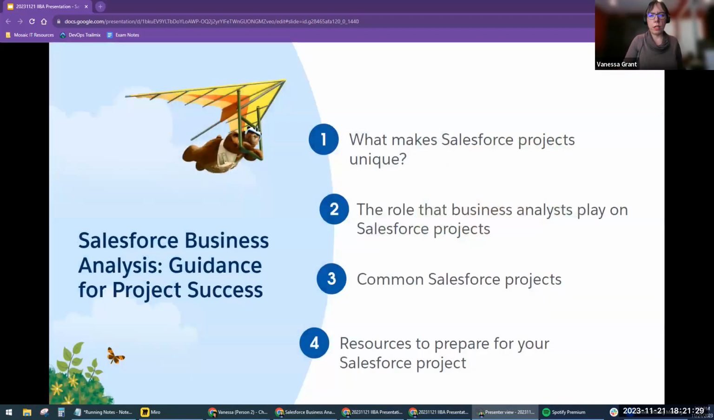Let's learn some stuff about Salesforce projects. The things we're going to touch on today: What makes Salesforce projects unique? For business analysts, there's a special way to approach Salesforce projects, in my opinion, so we'll touch on that. Also, what is Salesforce, for folks who are maybe not as familiar with it? The role business analysts play on Salesforce projects, some common Salesforce projects I've run into in my career and some approaches to them, and resources to prepare for your Salesforce project.